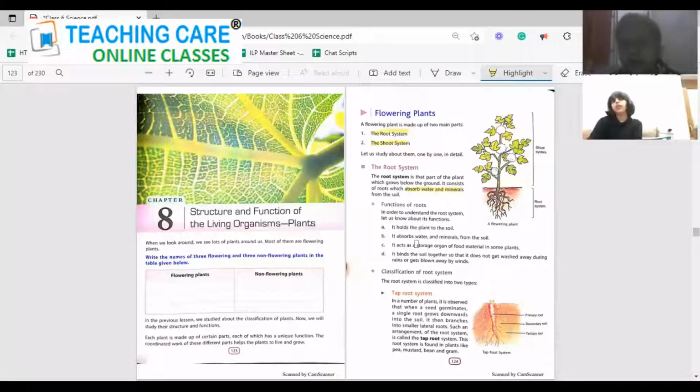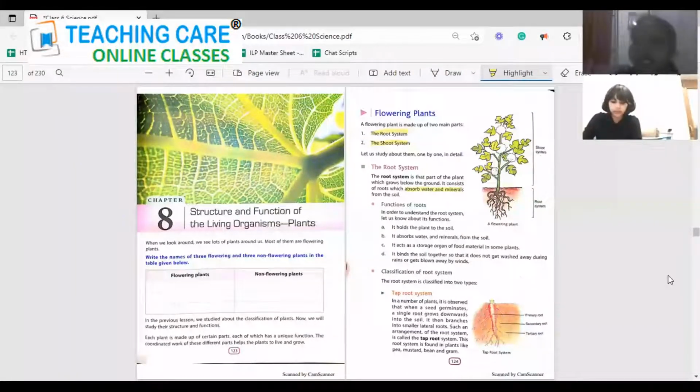Ma'am, it doesn't let the shoot system fall on the ground. It holds firmly to the soil. One more main function is that it absorbs water and minerals and distributes them to the plants. It also acts as a storage organ of food materials in some plants. Okay. So this is the main function and structure of the root system. Now I said the plants are classified based on the root system. Now we'll see how they are classified.